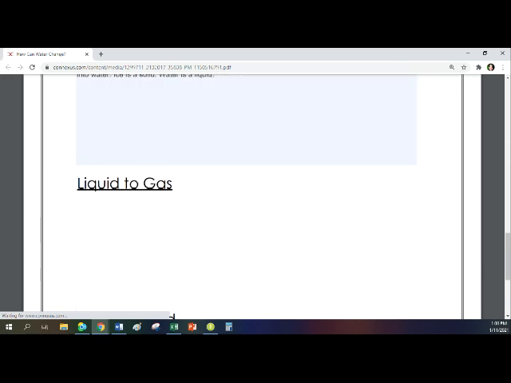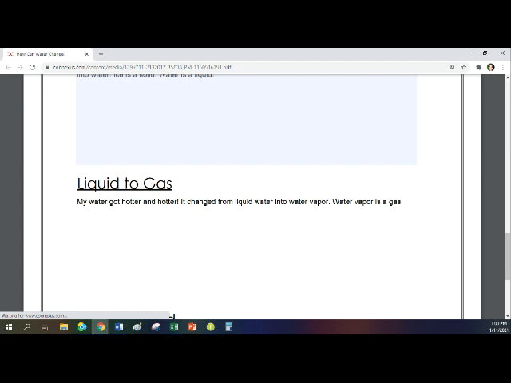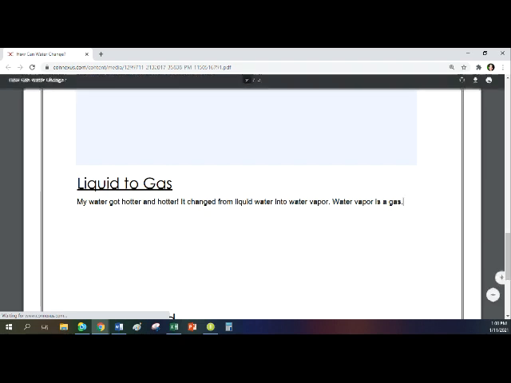The next one says liquid to gas. My water got hotter and hotter. It changed from liquid water into water vapor. Water vapor is a gas. So now I'm talking about when I had that glass of water that you could drink and I boiled it, maybe in a pot, maybe in a kettle, and it changed to water vapor. All right, let's keep going down.